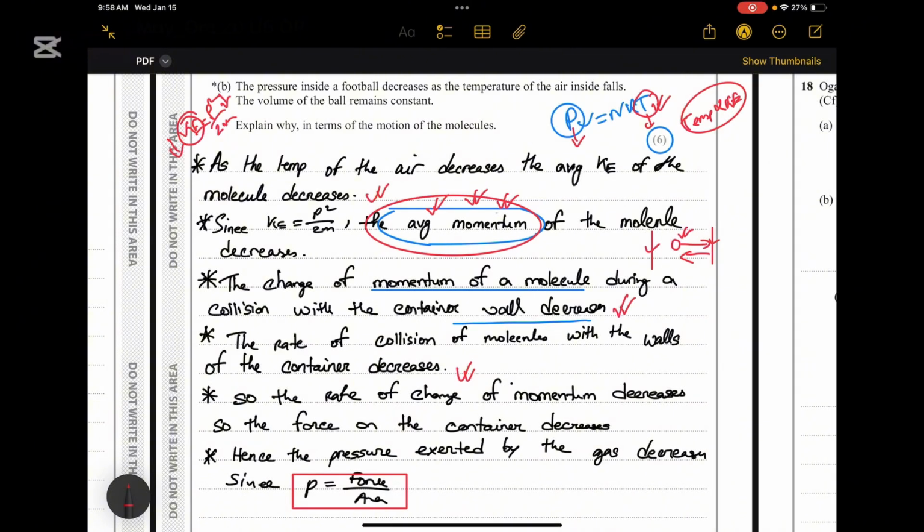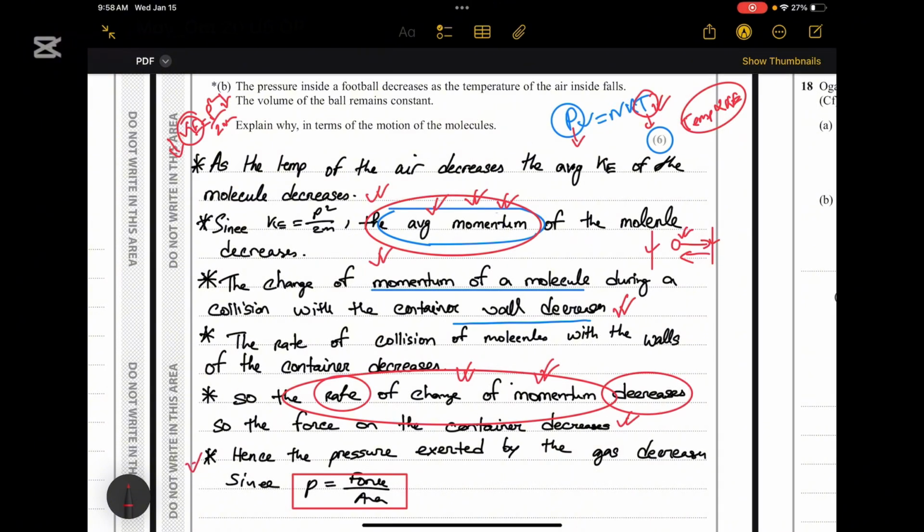Now as the rate of collision has decreased, we can say the rate of change of momentum has also decreased. The change of momentum has decreased, as well as the rate of change of momentum. So we have to mention these 2 points. Why has the rate of change of momentum decreased? Because in a given period of time it is colliding fewer times, so the change of momentum is not increasing that much. The change of momentum has, on the other hand, decreased.